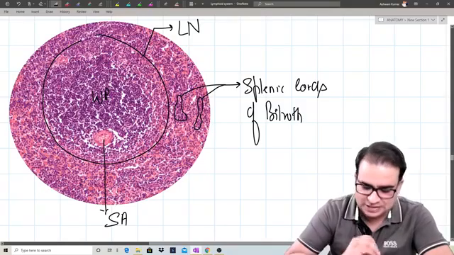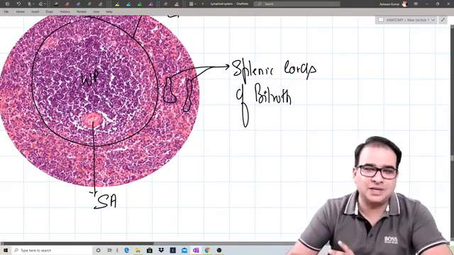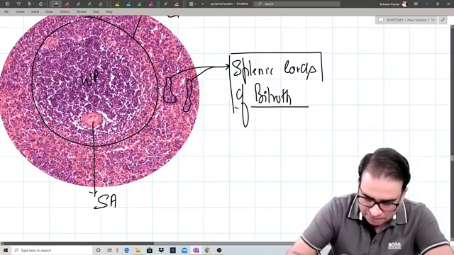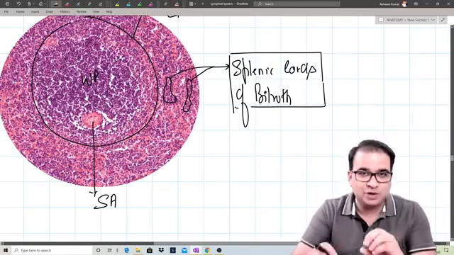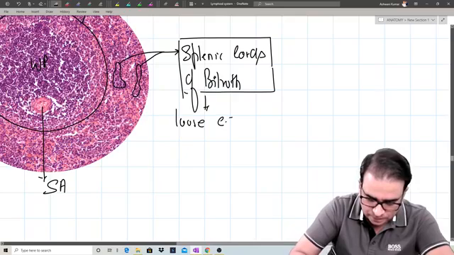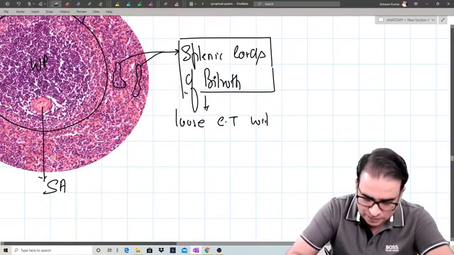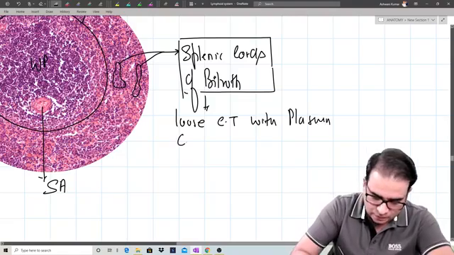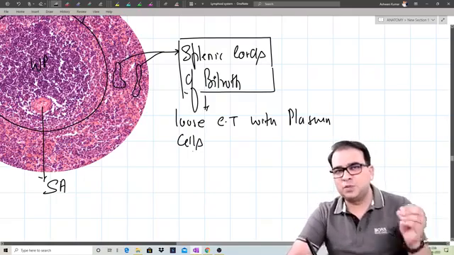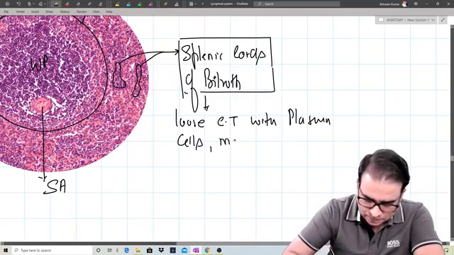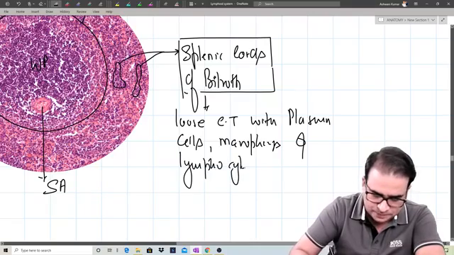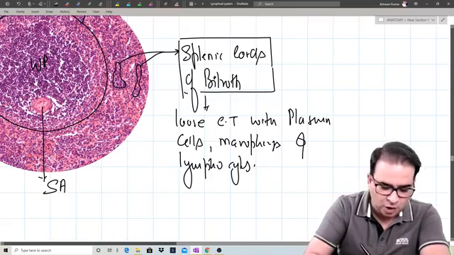You must have heard of this name, splenic cord of Billroth. This also is one of the questions asked in the AIIMS. The cords of Billroth are present in what? They are present in the spleen only. And this splenic cord of Billroth, what exactly are they made up of? Actually, they are made up of loose connective tissue. It's not dense, it's present in the capsule. We do have a loose connective tissue present here with obviously the plasma cells. We do have plasma cells, and obviously we have the macrophages and the lymphocytes. And what's the function of those macrophages? We'll also discuss that in the upcoming part. And lymphocytes. So that's a splenic cord of Billroth.